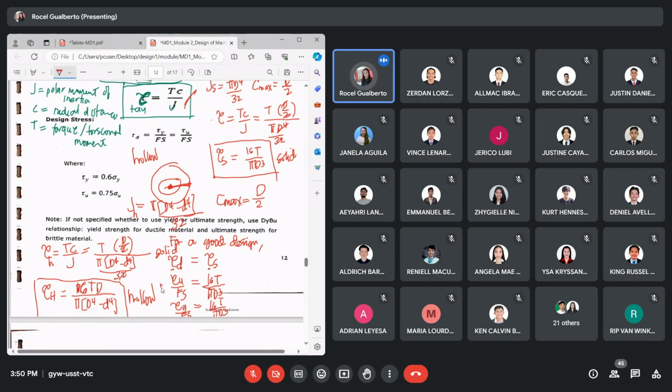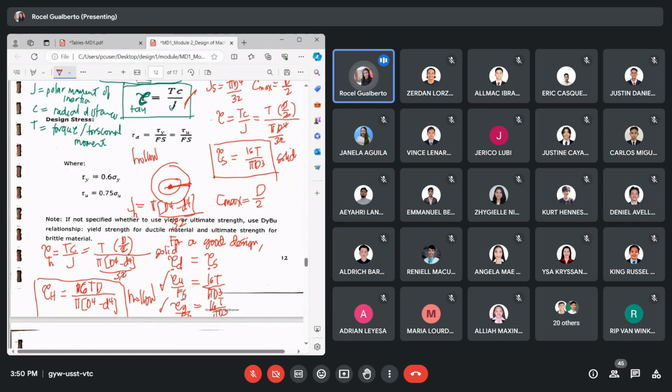Kailan po gagamitin ang equation na to? Kailan po gagamitin? Correct. Pag solid po, and at the same time, design is based on the ultimate strength. Kaya ang ginamit po ay tau U over Fs. At ito naman po pangalawa, gagamitin mo po yan if shaft is solid and at the same time, the design is based on the yield. Pag wala pong sinabi as the basis of design, again, susundin po natin yung type ng material.